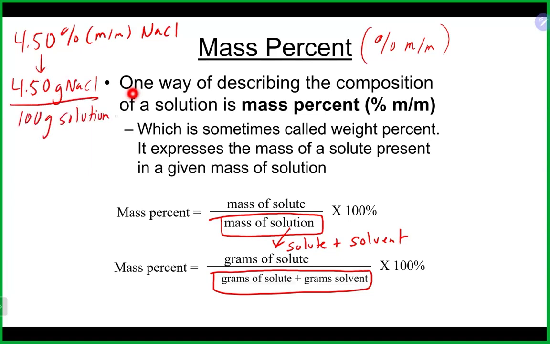So that is a basic conversion factor that we could get from that concentration. And because it is a conversion factor, we could also flip it around the other way and put the 100 grams of solution up on top and the 4.50 grams of sodium chloride on the bottom. So sometimes when you're doing problems and you are given the mass percent, it's just easier to do it more like a dimensional analysis conversion problem and turn that percentage into a conversion factor and use it like that. Any questions on that there?